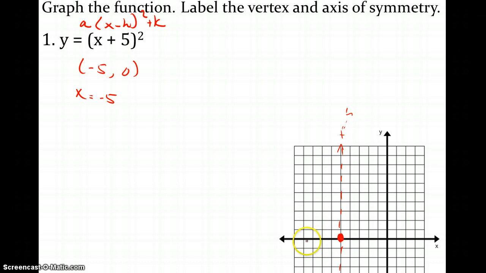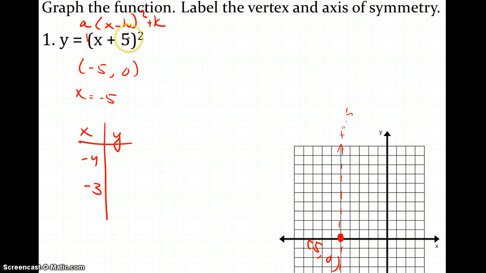And I'll go ahead and label this. What do you think? Will this open up or down, Miss Bontempo? I think it's going to open up because A is positive 1. Very good. Okay, so we said that we needed 5 points for our problem, so we need 2 more. Let's not go too far away from the vertex. So how about negative 4 and negative 3?